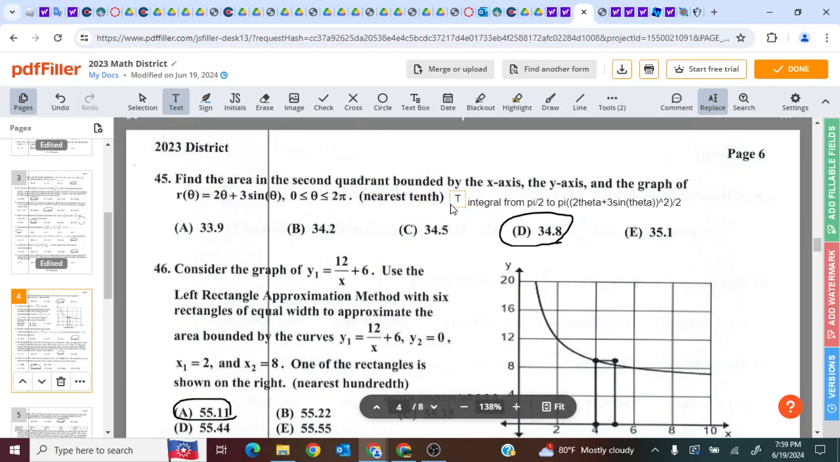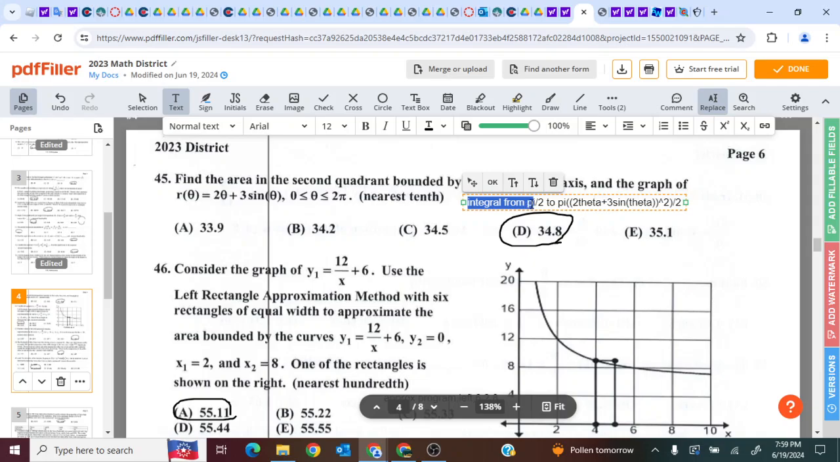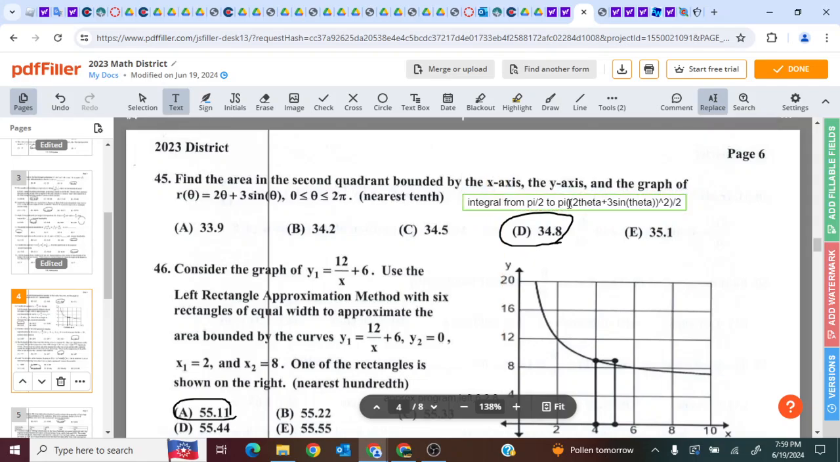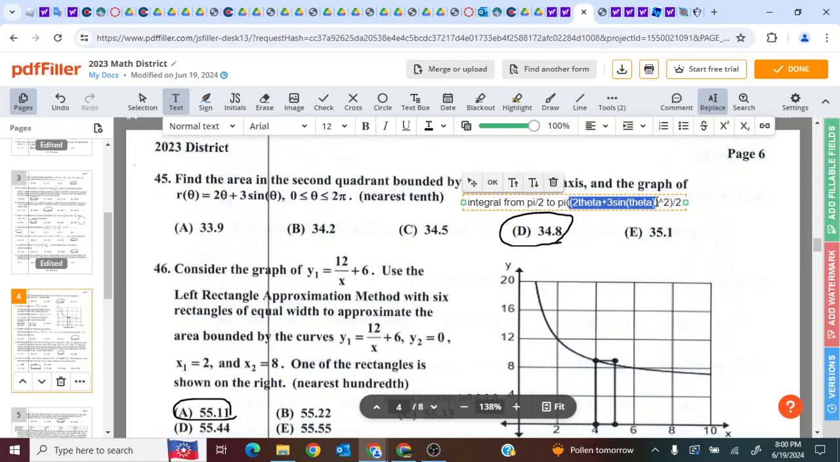The pi over 2 causes the equation to point upwards, and pi causes it to point leftwards, kind of like a unit circle. So the area of a polar equation is based on the integral between your two bounds of the equation squared, and then you have to divide it by 2. So you simply put that into your calculator, integral from pi over 2 to pi of the equation squared, divided by 2, and you get 34.8.